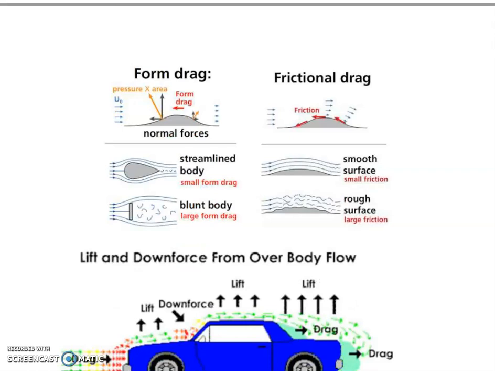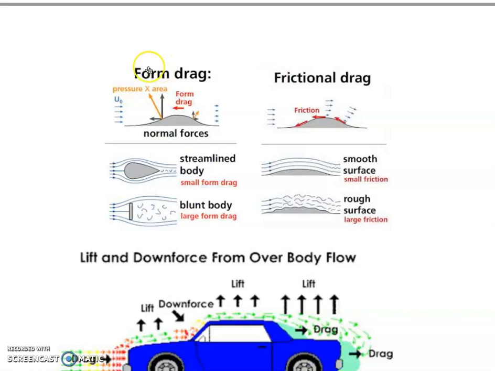Let's go to the form drag or profile drag. It is directly affected by the basic shape of the vehicle body as created by the body engineer. Body shapes that minimize positive aerodynamic forces or pressure on the front of the vehicle and minimize negative aerodynamic force or suction on the rear of the vehicle will exhibit low form drag. It is about 55% of the total drag.